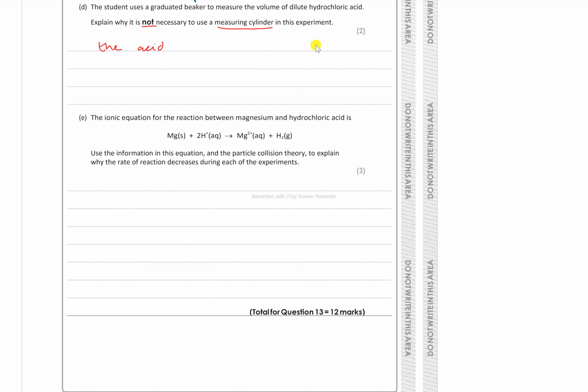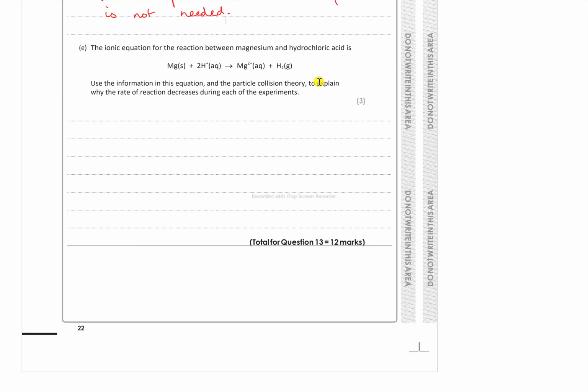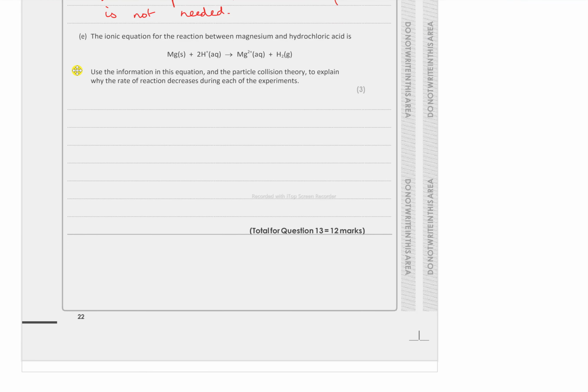The acid is in excess. You need extra acid to make sure all the magnesium is fully reacted, right? So a precise, really accurate measurement of acid is not needed, right?